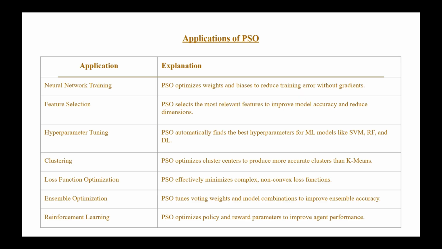Next is ensemble optimization. PSO tunes voting weights and model combinations to improve ensemble accuracy. And finally, we have reinforcement learning, which basically gives a reward for all the parameters in order to improve the agent performance.